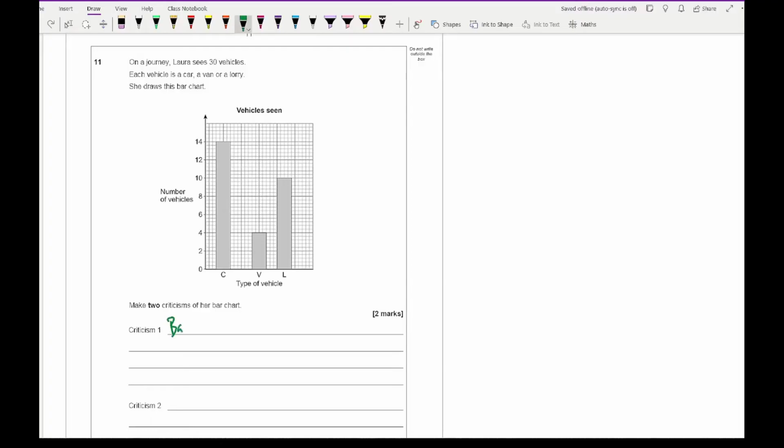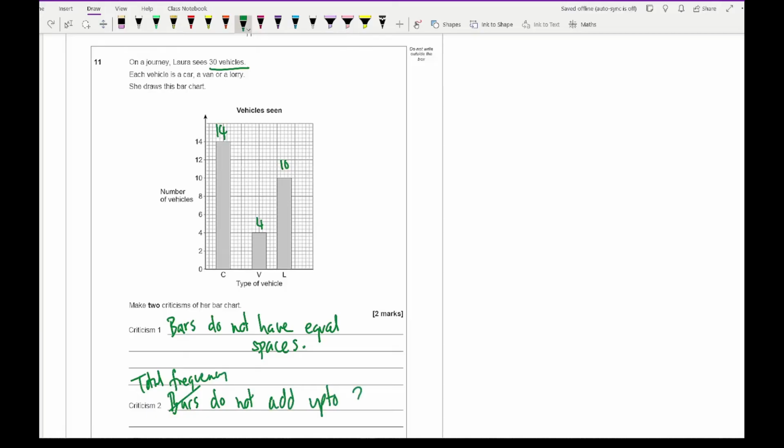So the bars do not have equal spaces, which they should have in a bar chart. And the second one is the fact that we've got 14, we've got 4, and we've got 10. As you can see, if there are 30 vehicles, these bars don't add up. So the total frequency does not add up to 30, because it only goes up to 28, so she's missed out 2.